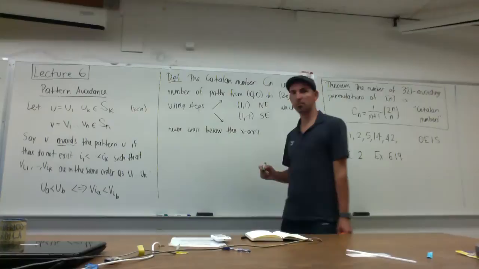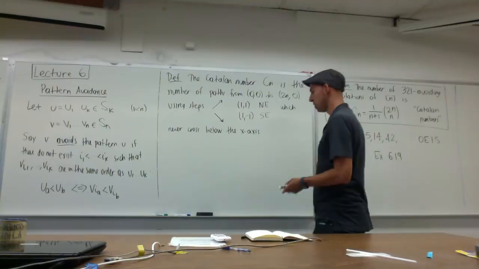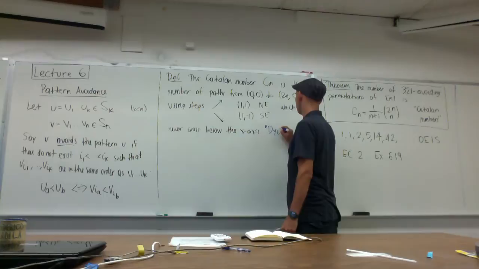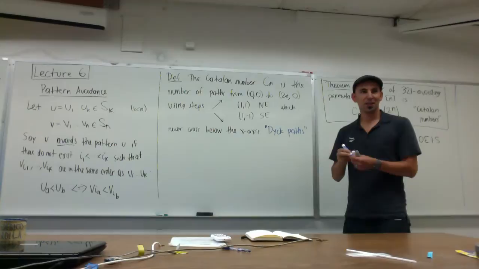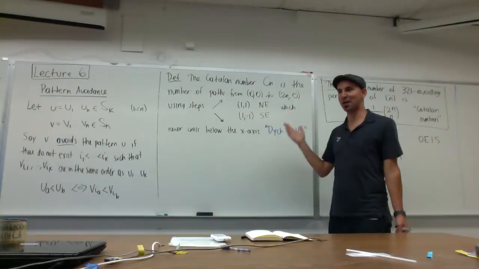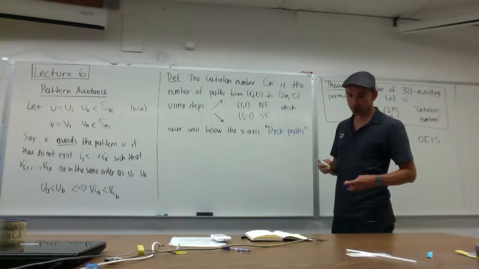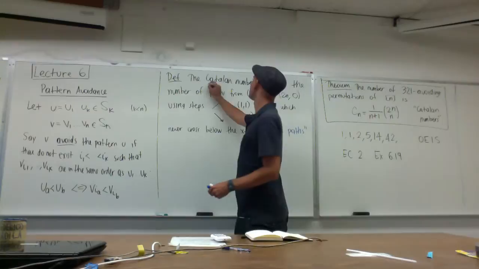Okay. And these kinds of paths are called Dyck paths. Actually, I learned from David that the proper way to pronounce this is dike path, even though people often call them dick paths. So this is the Catalan number, and these are dike paths.